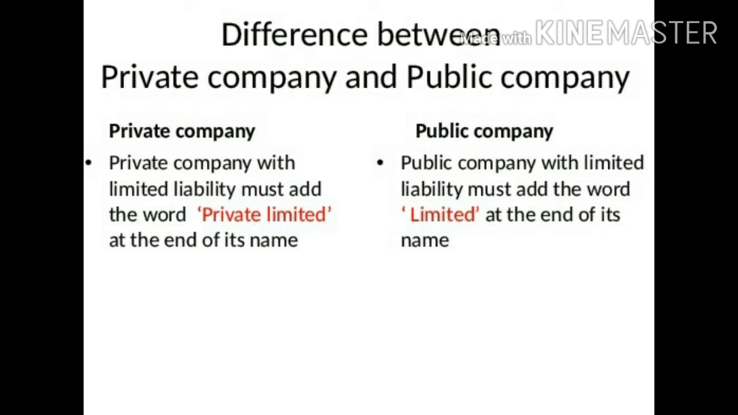Next difference is about the addition to the name. In the case of private company with limited liability, it must add the words private limited at the end of its name. In the case of public company with limited liability, it must add the word limited at the end of its name. Students, these are all the major differences between private company and public company.